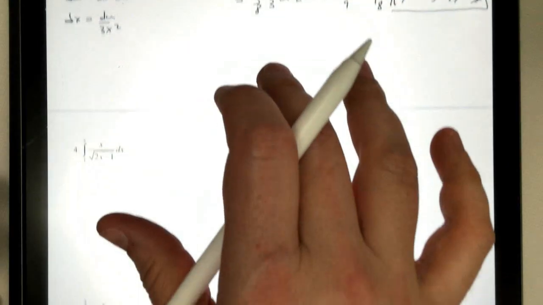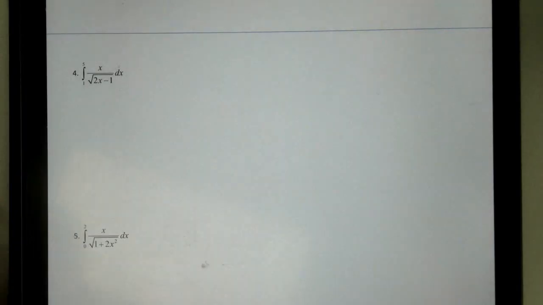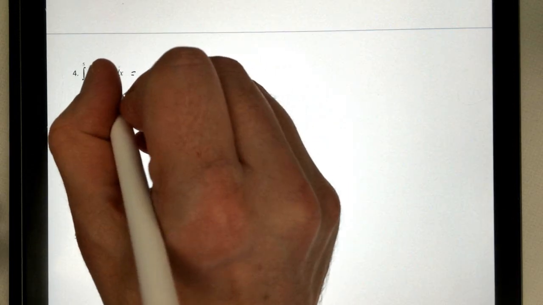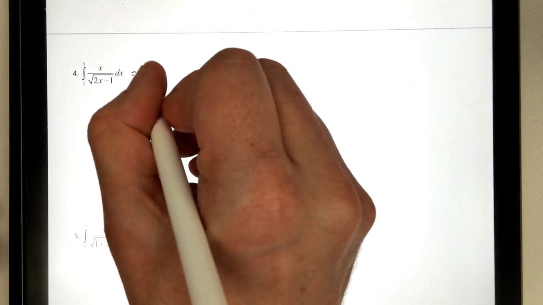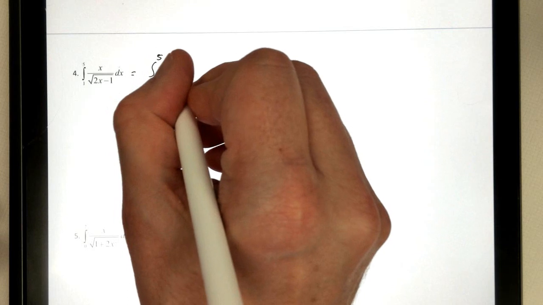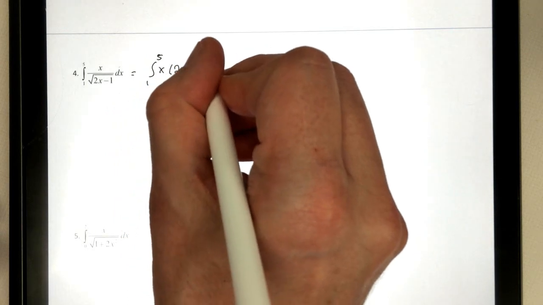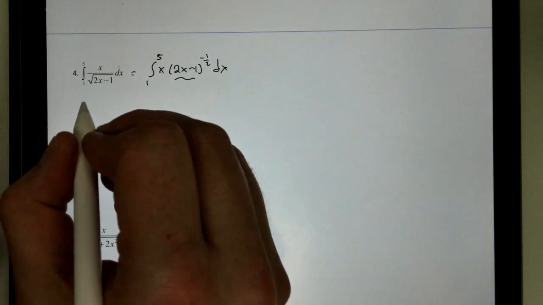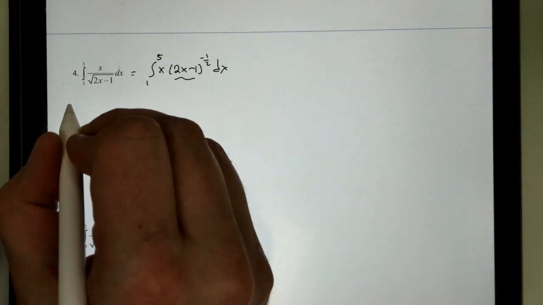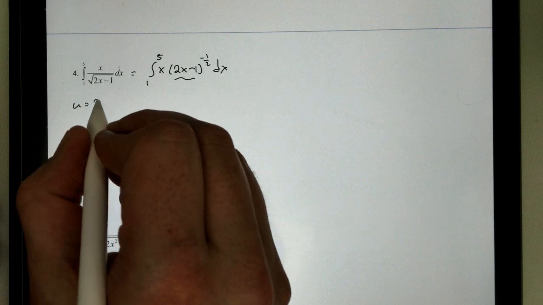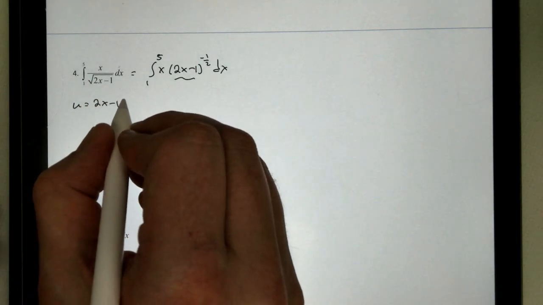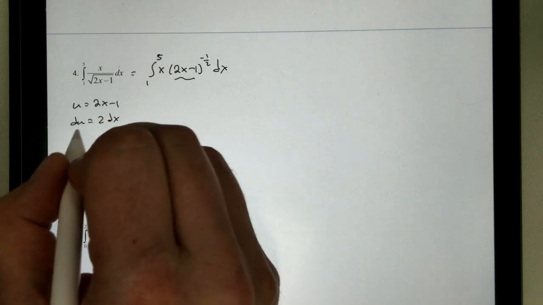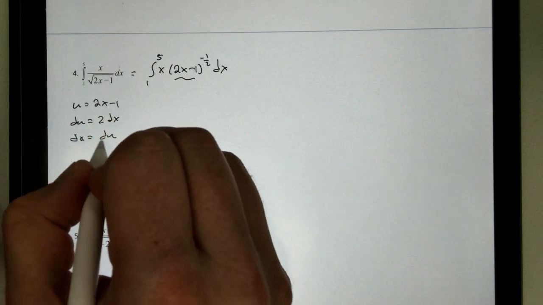So let's take a look at number 4, and then we'll take a pause on this. For number 4, again, I'm going to rewrite this. I don't like my powers on the bottom there. So I go 1/5 x, and I can write this as 2x minus 1 to the negative a half dx. There is my inside, and that's my u. It's composite. So we get u is 2x minus 1. du is 2 dx. So dx is du over 2.